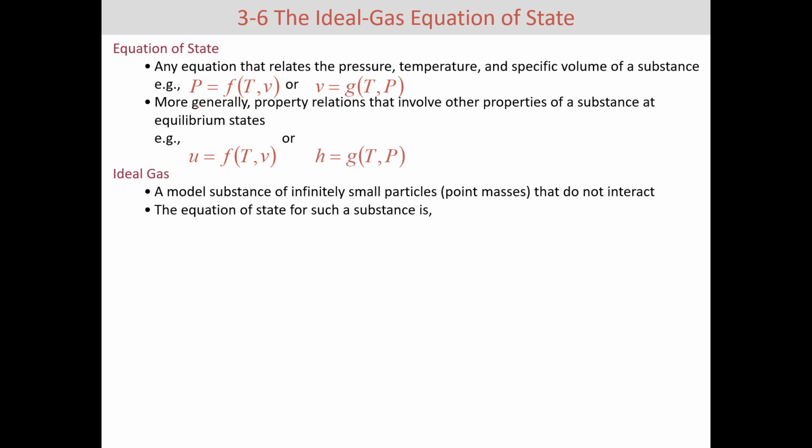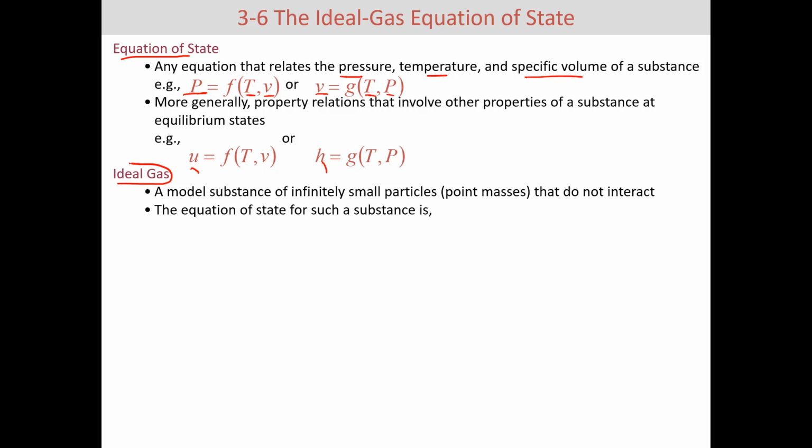Ideal gas is typically a gas that does not change state during the thermodynamic processes that we will be analyzing in this class. So an equation of state is basically any equation that relates the pressure, temperature, and specific volume of a substance. So we get that the pressure is a function of temperature and specific volume, or specific volume is a function of temperature and pressure. More generally, property relations that involve other properties of a substance at equilibrium states. So you can also get, for example, internal energy and enthalpy as a function of other properties.